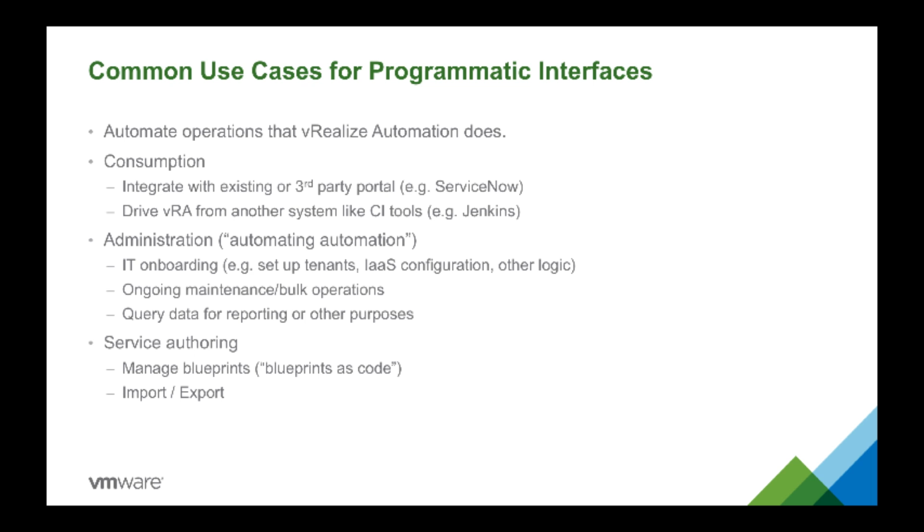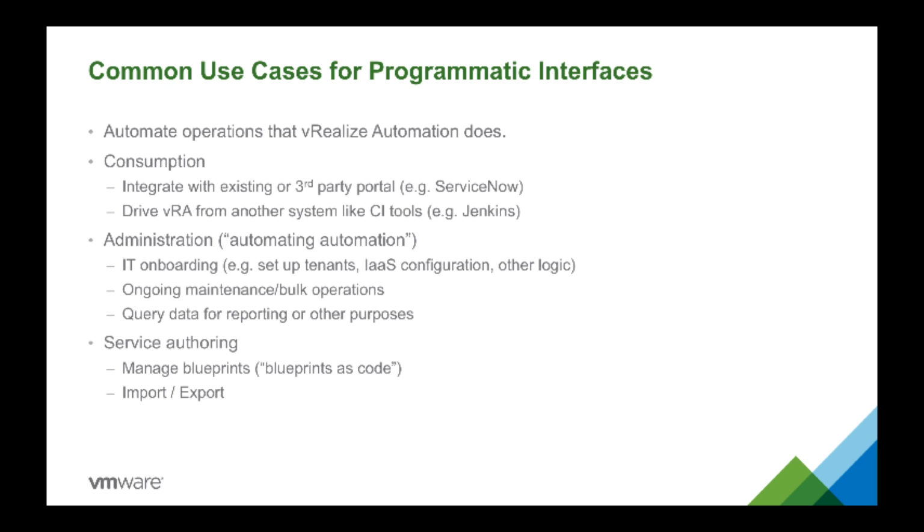So some common use cases for a programmatic interface: automating operations that vRealize Automation already does through the UI. Most common is the consumption, so being able to invoke a request from a third-party portal, such as ServiceNow, to drive vRealize Automation from other systems, like a build system that may be continuously building pipeline or systems and then testing those out and then destroying them.